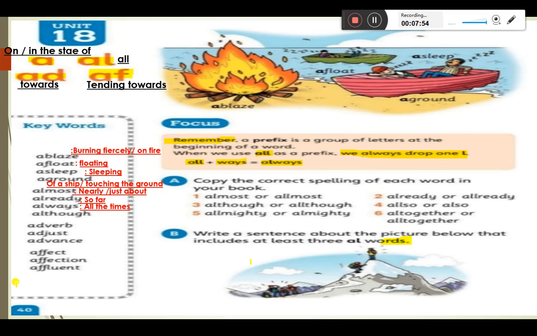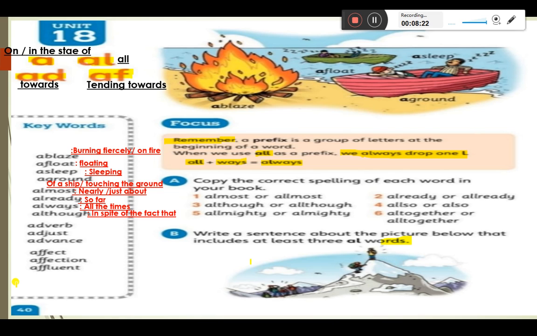And then we have the word all plus the word though. So when we put them together, it will be although. Although. What do you mean by although? Yes, very good. It means in spite of the fact. So although he's ill or although he's sick, he goes to school. So in spite of the fact of being sick, he goes to school.